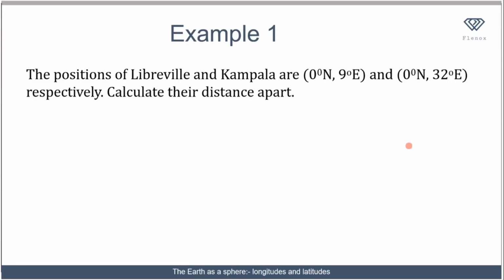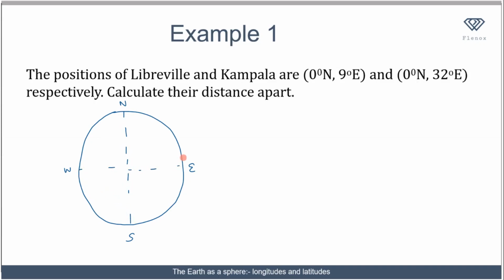In this first example, we are told that the positions of Libreville and Kampala are this and this respectively. Calculate their distance apart. So the first thing we want to do is sketch out our globe. When we sketch out those positions, we will have our north, south, west, and east. Well, sketching it out is not really compulsory.